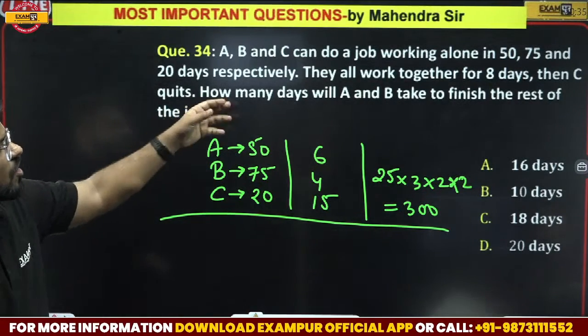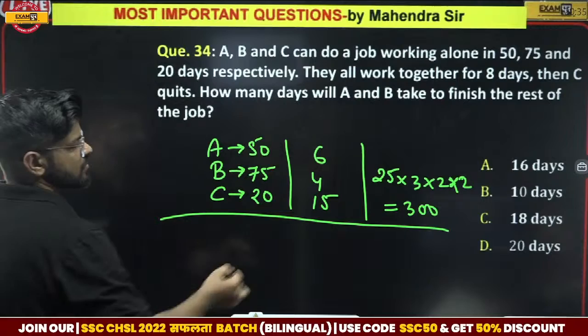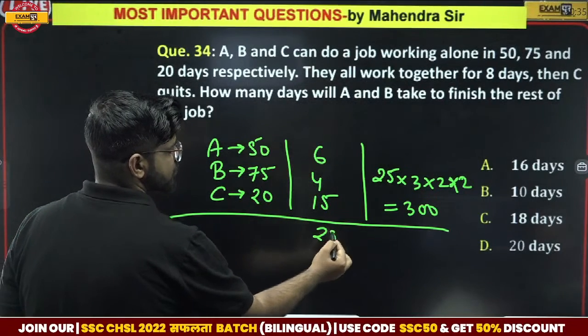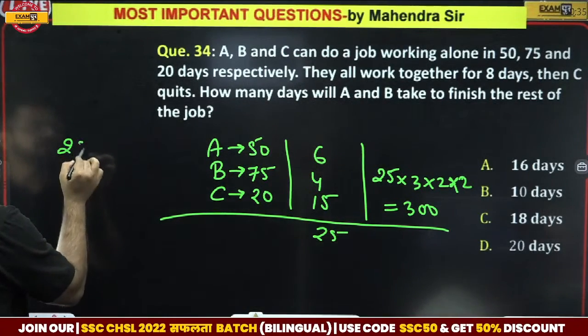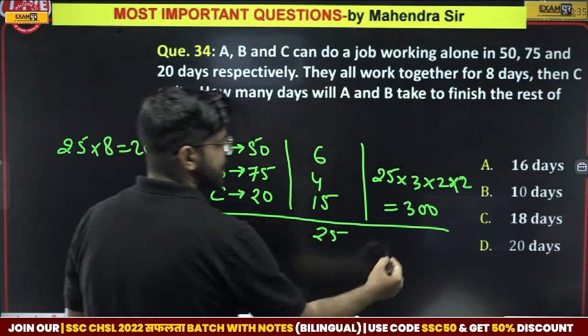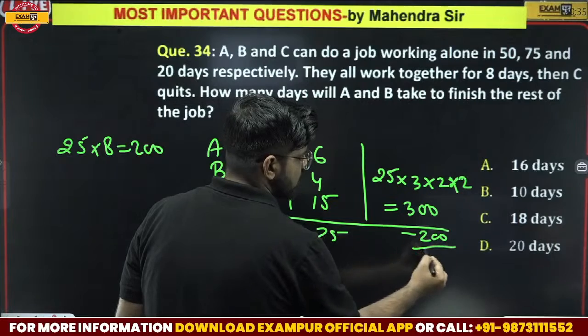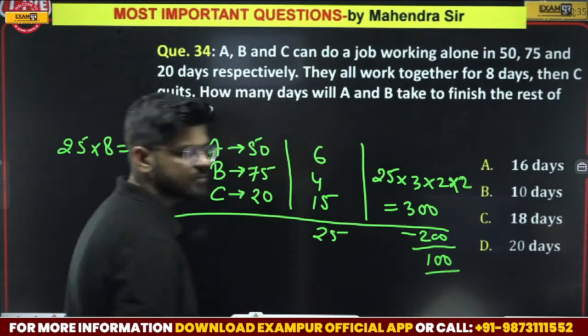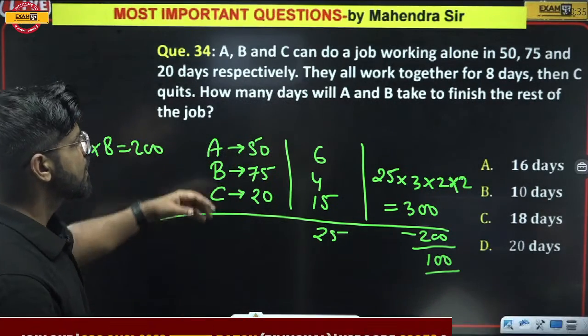Okay. So they all work together for 8 days. So what is the togetherness here? It is 25. 25 into 8. What will it give you? 200. Minus it. The remaining work is 100. Right?